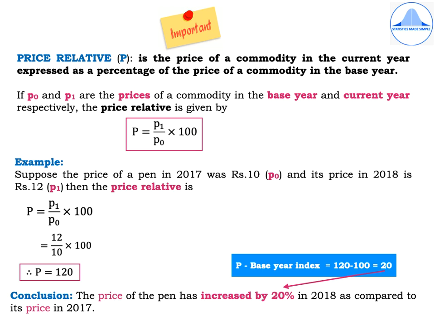So in certain problems, they'll ask you to write the conclusion. So when you have to write the conclusion, whatever value you get for the price relative, you have to subtract it from the base year index and then write the conclusion.